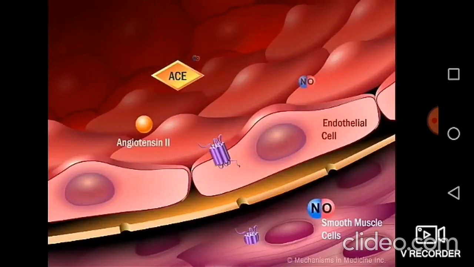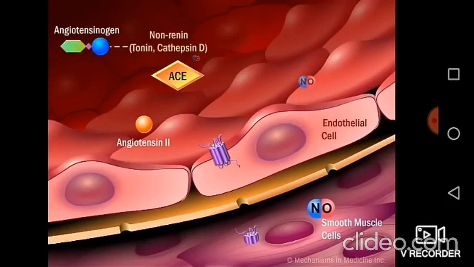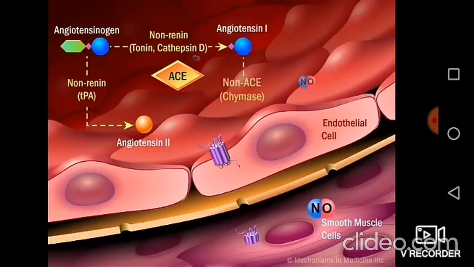In addition, alternative pathways exist that do not rely on either renin or ACE. In non-renin pathways, enzymes like tonin and cathepsin D release angiotensin 1 from angiotensinogen and tissue plasminogen activator, or TPA, and can make angiotensin 2 directly from angiotensinogen. This bypasses the midway production of angiotensin 1. Enzymes like chymase can form angiotensin 2 from angiotensin 1 via an ACE-independent pathway.